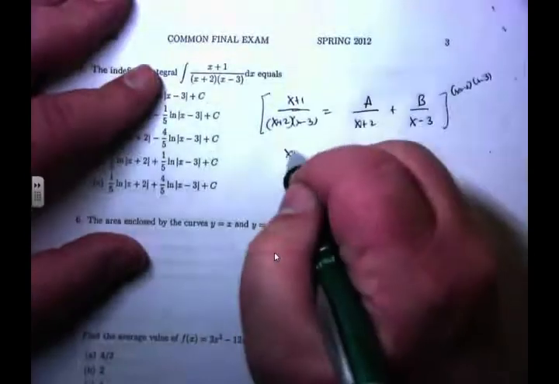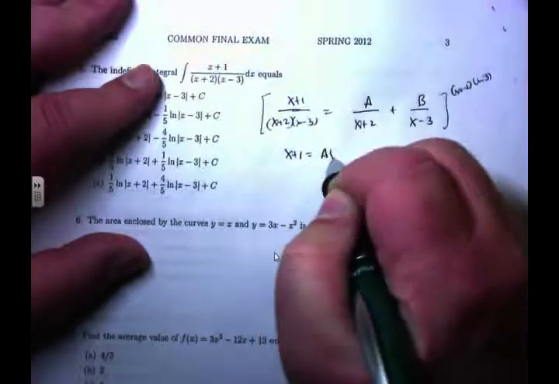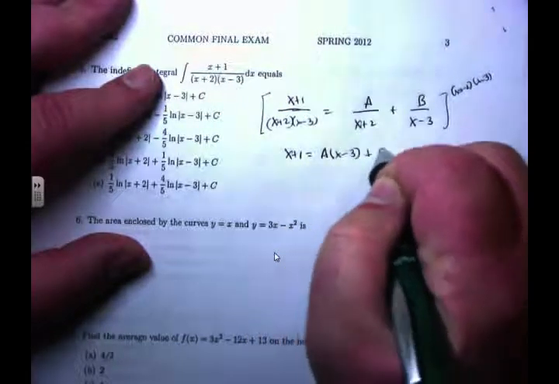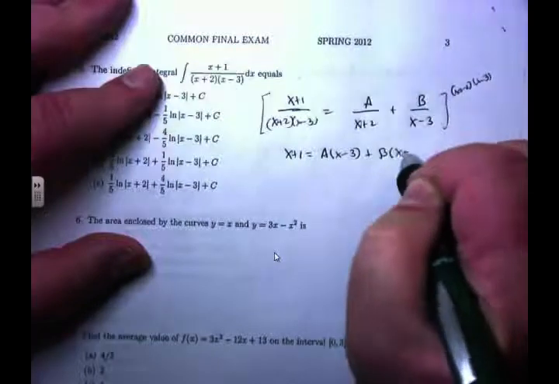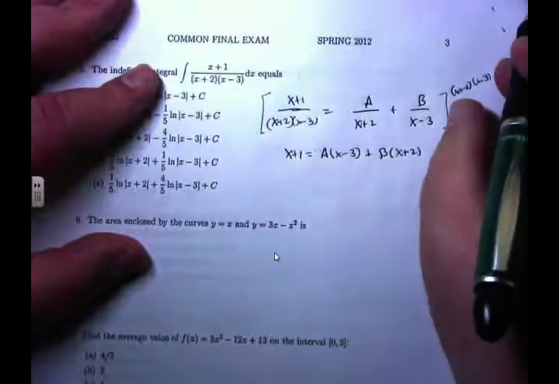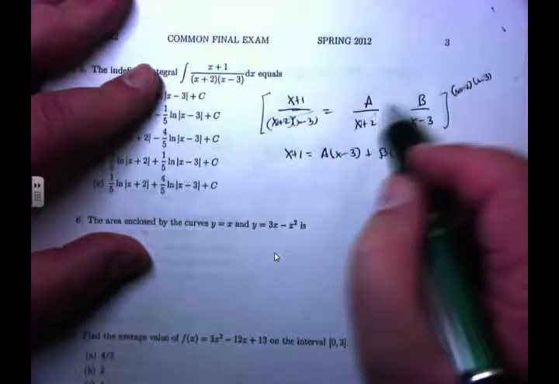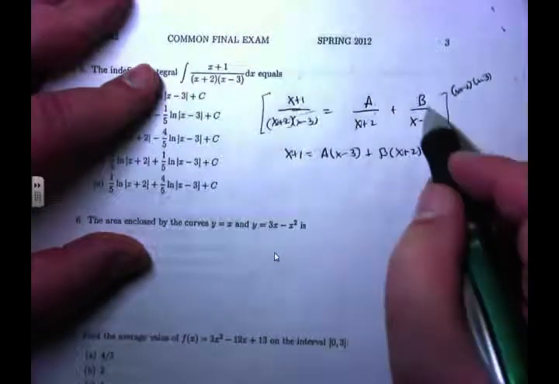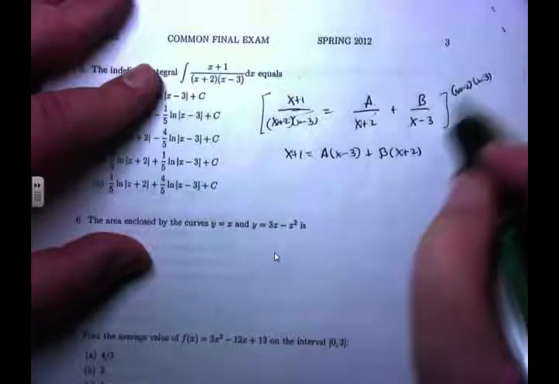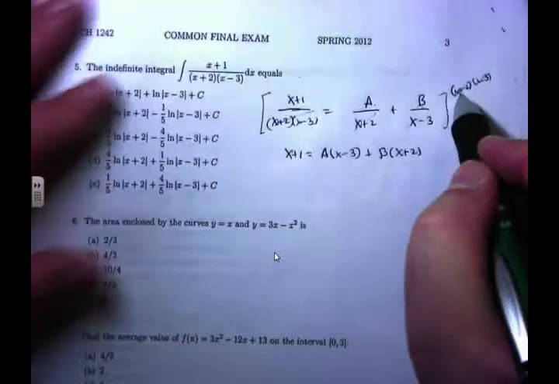Now, when I do that, I'm going to get x plus 1 is equal to a times x minus 3 plus b times x plus 2. When you multiply by your common denominator, it completely kills this guy. Just this one cancels and leaves you with a times x minus 3. And here, when I multiply, the x minus 3 cancels, it would be b times x plus 2.